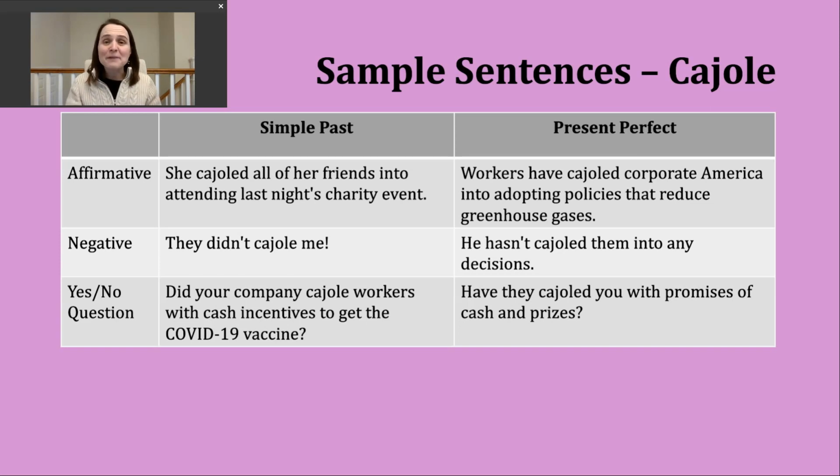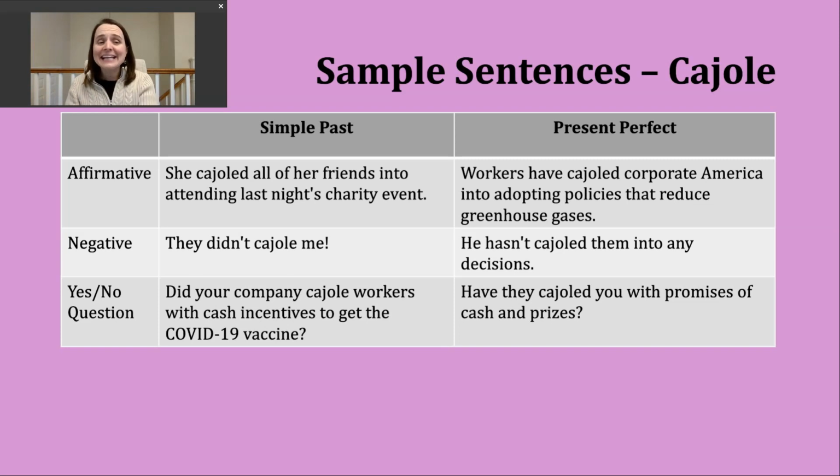The nice thing about the simple past tense is that our structure is going to be the same no matter what our subject is. So in the affirmative, I'm going to have my subject, and then I'm going to have that ed form of the verb. Here's an example sentence: she cajoled all of her friends into attending last night's charity event. So maybe she flattered her friends. She persuaded them that they needed to participate in this particular event.